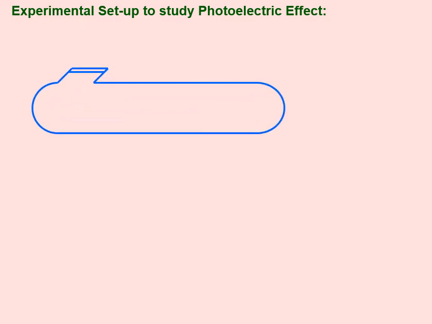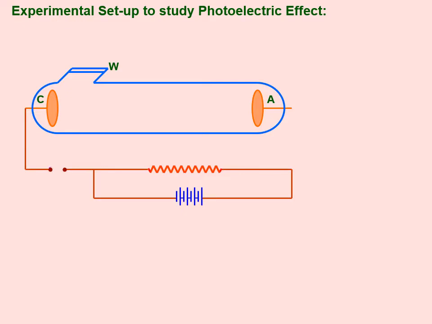Okay students, today we will discuss photoelectric effect. Now the experimental setup for studying photoelectric effect is as follows. So we have a glass tube with window W as shown in this figure. There is a metallic plate C, we call this plate cathode. Another metallic plate A, we call this anode.